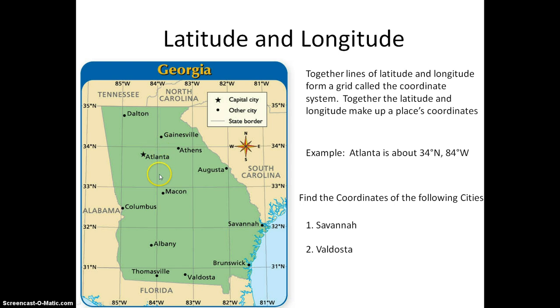Okay, that's the line that runs this way, north to south. So you write your coordinates, latitude first, then longitude. Latitude will always be measured north or south. Longitude always would have a measure of east or west.